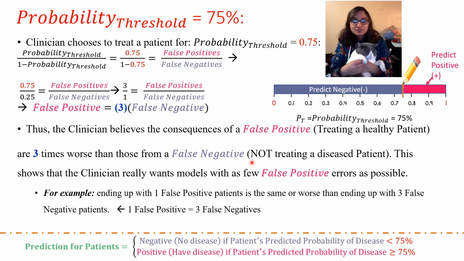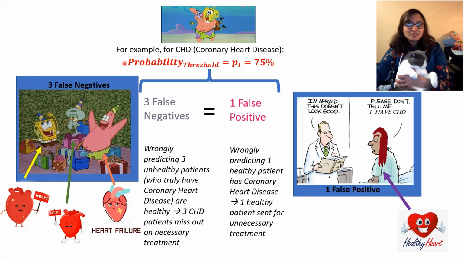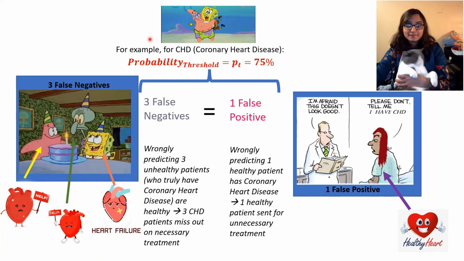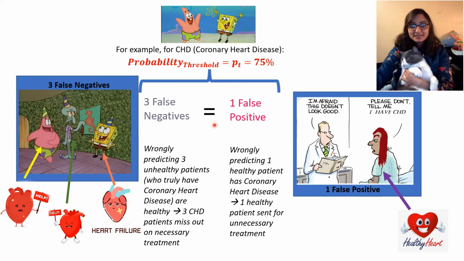And there could be a lot of risks from going for this treatment, more than maybe missing the false negative, right? There could be many reasons for these. And these are all subjective and come down to your preferences. But again, in this situation, what this means is that ending up with 1 false positive patient is the same or worse than ending up with 3 false negative patients, because again, 1 false positive is equal to 3 false negatives here.